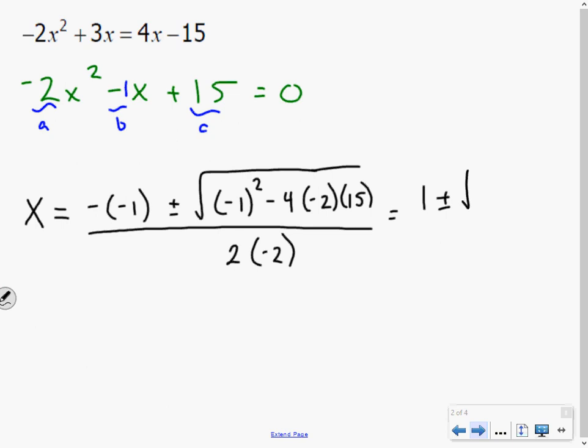Under my square root here, I'm going to get 1 plus 120. So I'm going to have 121 under my square root. And then in the denominator, I have a -4. Okay, we know the square root of 121 is really just 11. So this becomes 1 plus or minus 11 over -4. Now, at this point, we do not want to leave our answer written like this because we can simplify further.